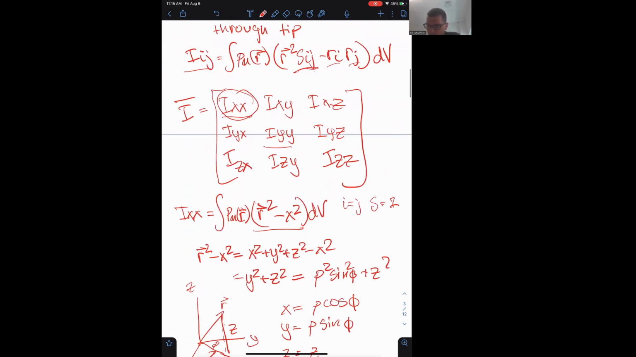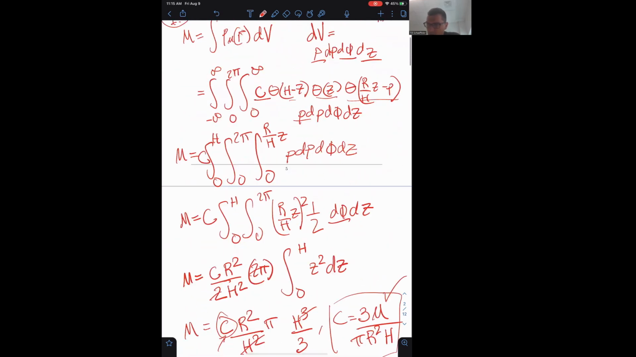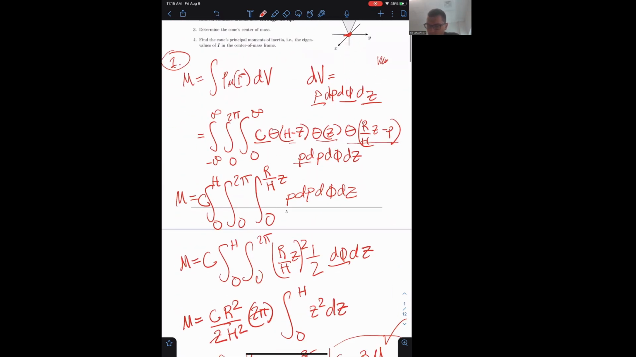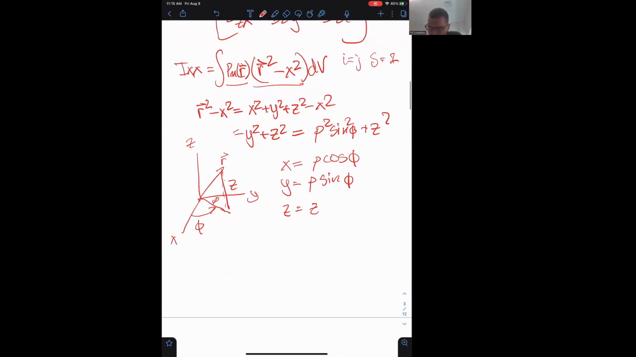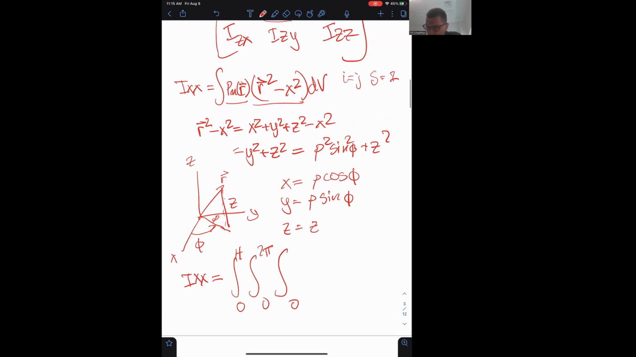These Heaviside functions are again going to set our limits of the integral in the same way. So what does that mean? That means that Ixx is equal to the same limits here. We have 0 to h for z, then we have 0 to 2 pi, and we have 0 to r divided by h times z.